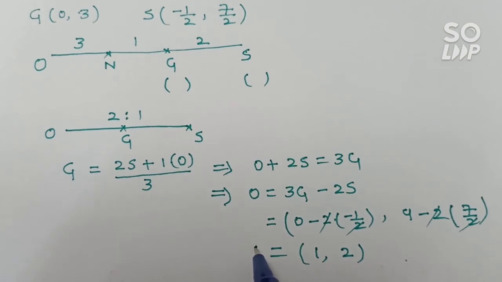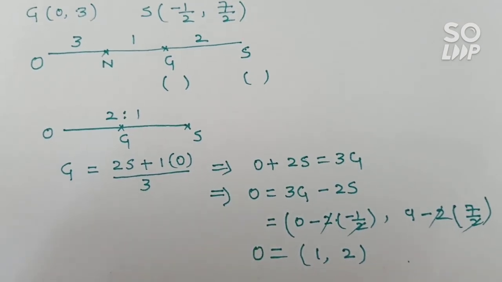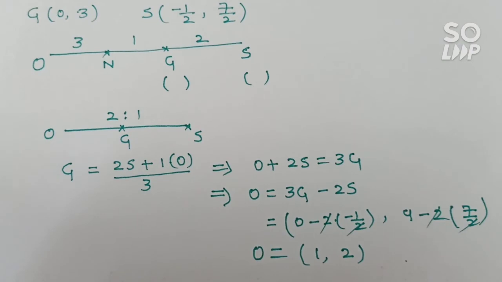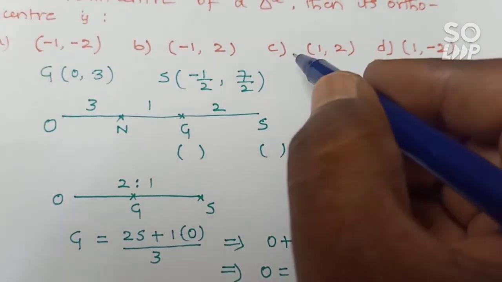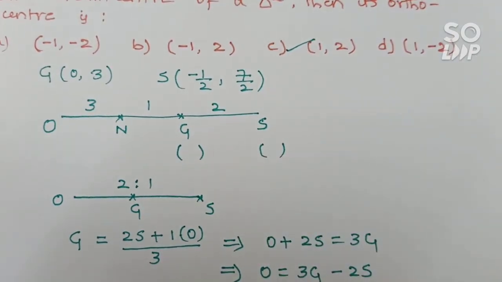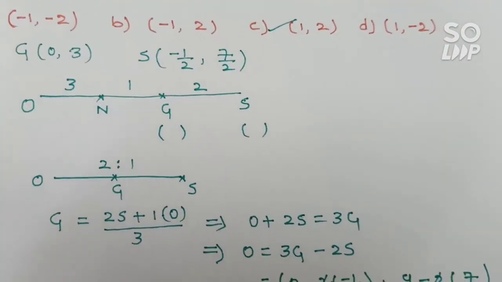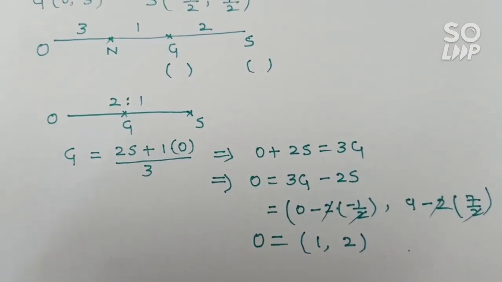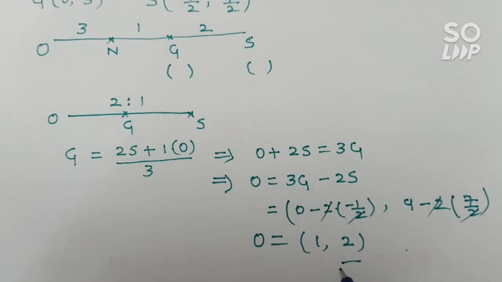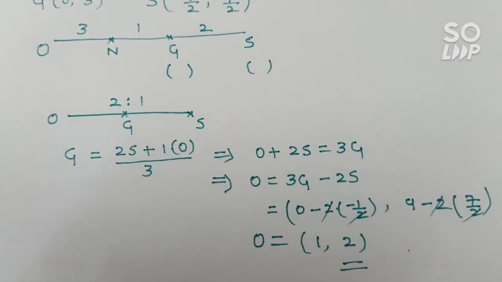So the orthocenter of the triangle is equal to 1 comma 2. So what is the correct option? C is the correct option. This is the solution of this question: when the centroid and circumcenter are given, how do you find the orthocenter? This is the solution, right? We will see one more question on the same concept.